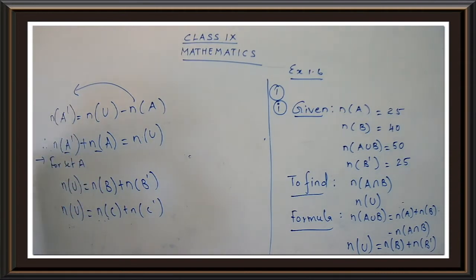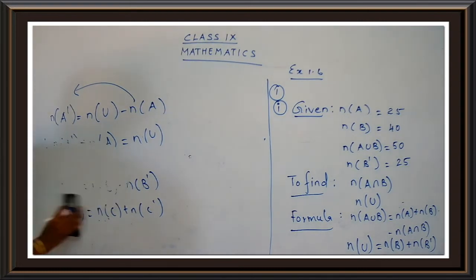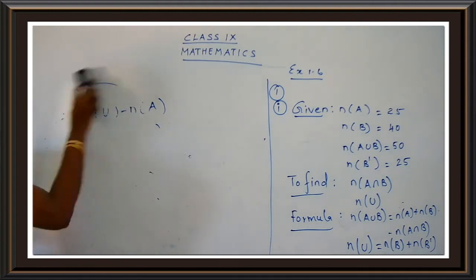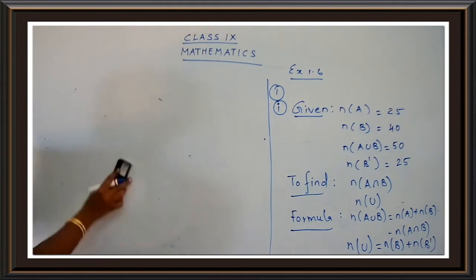So what is the value for n of U? n of U is equal to n of B plus n of B dash. Okay, just note down the formula children. So we have written the given part, we have written the to-find part, and also we have written the formula. Now let us go for the solution part. So now we are going to move to the solution. I am just going to take the formula and substitute the values. That's all. I hope you are clear with the sum children.